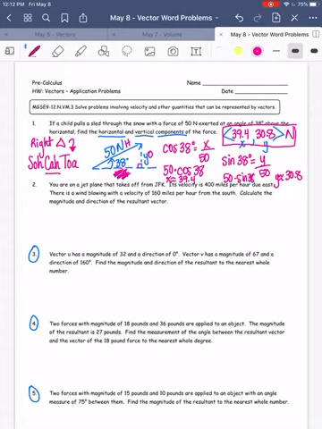All right, let's see what number 2 presents to us. You are on a jet plane that takes off from JFK. Its velocity is 400 miles per hour due east.